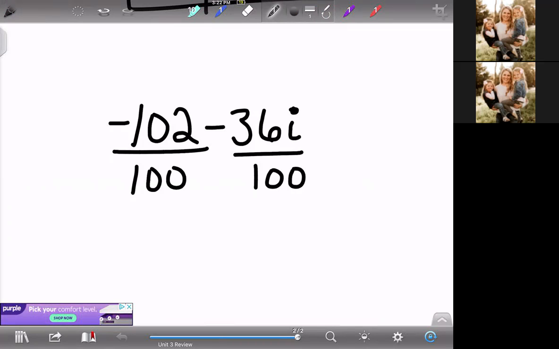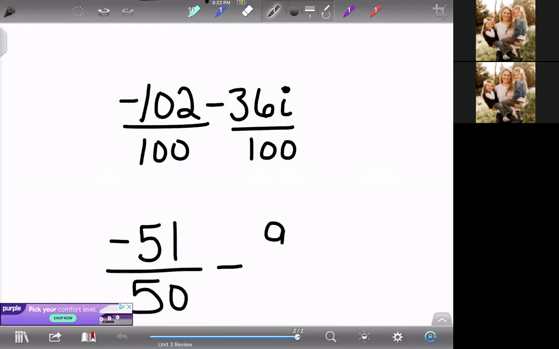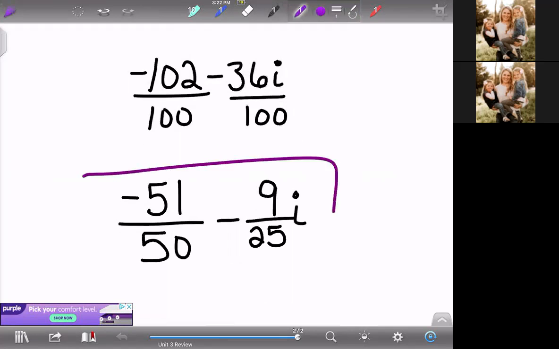So now when I look at these, I need to reduce the -102 divided by 100. I can divide both numerator and denominator by 2. So that's going to give me -51 over 50. Then I'm going to take -36 divided by 100. I'm going to divide numerator and denominator in this one by 4. 36 divided by 4 is 9. 100 divided by 4 is 25. Don't forget your i. So this right here is our final answer written as a complex number.